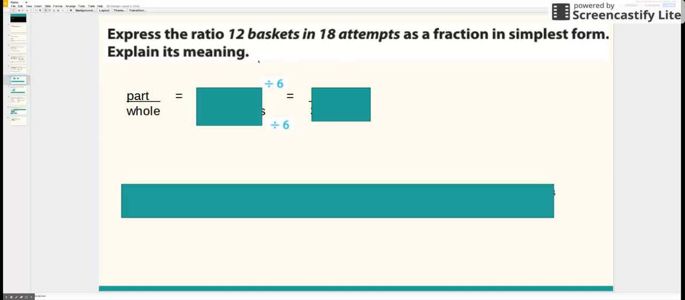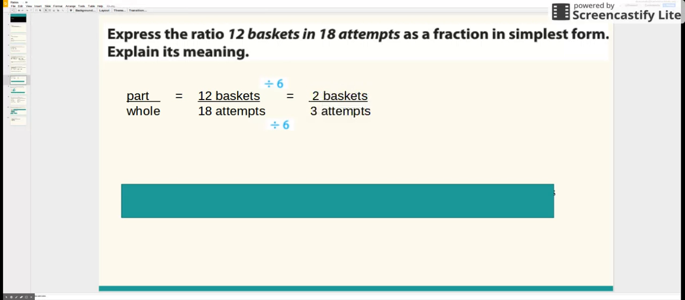Explain its meaning. So you have 12 baskets, right? That's your part over your whole. Your whole is 18 attempts. So you have 12 baskets over 18 attempts. Simplify this fraction. Divide both the top and the bottom by 6, and you'll have 2/3. So you have 2 baskets out of every 3 attempts.